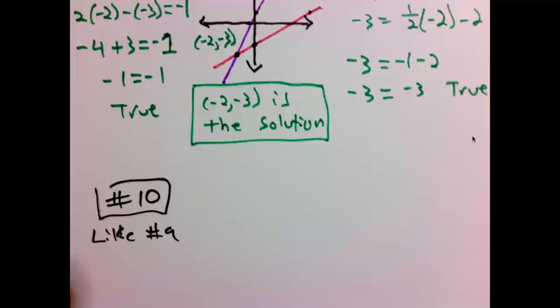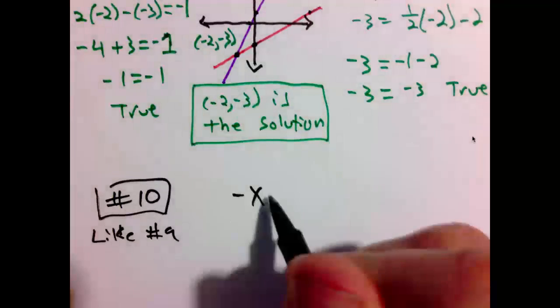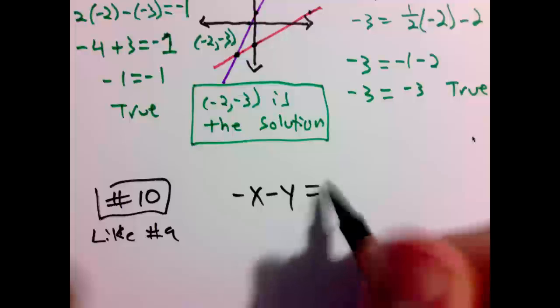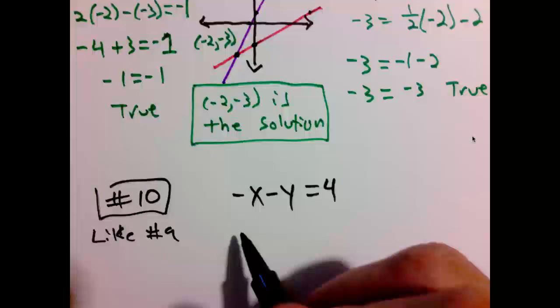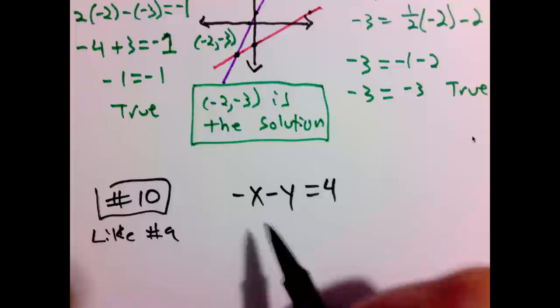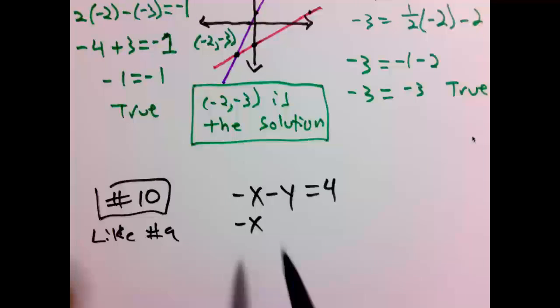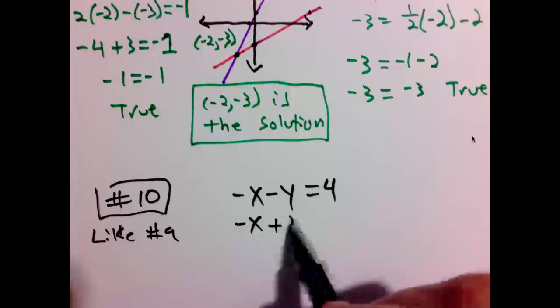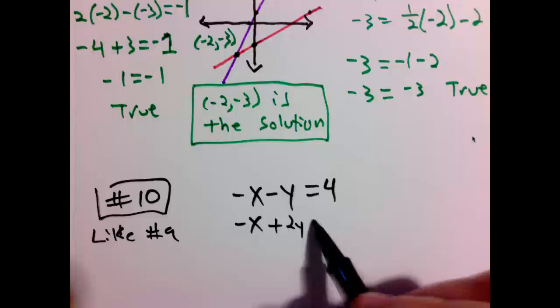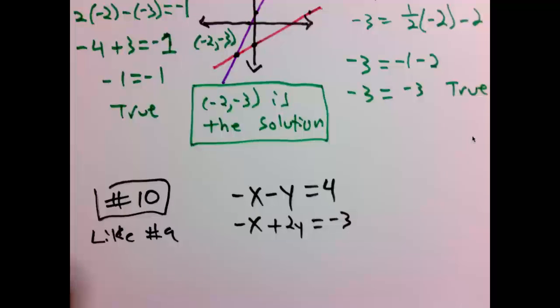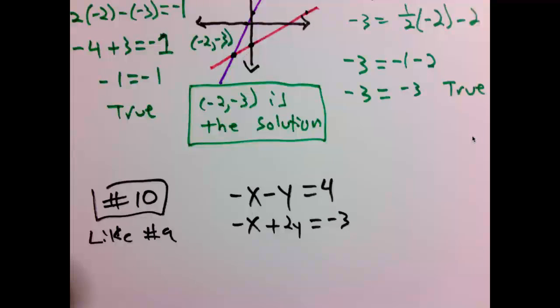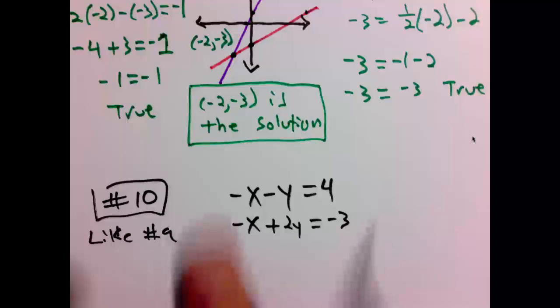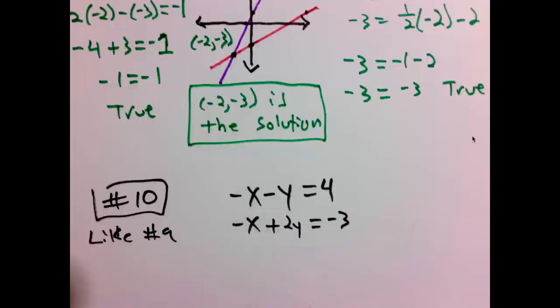Number 10 has negative x subtract y is 4, and negative x plus 2y is negative 3. This one's actually slightly harder than number 10. I'm on number 9. On number 9, you can simply sum. Here, we're going to have to do a little multiplying.